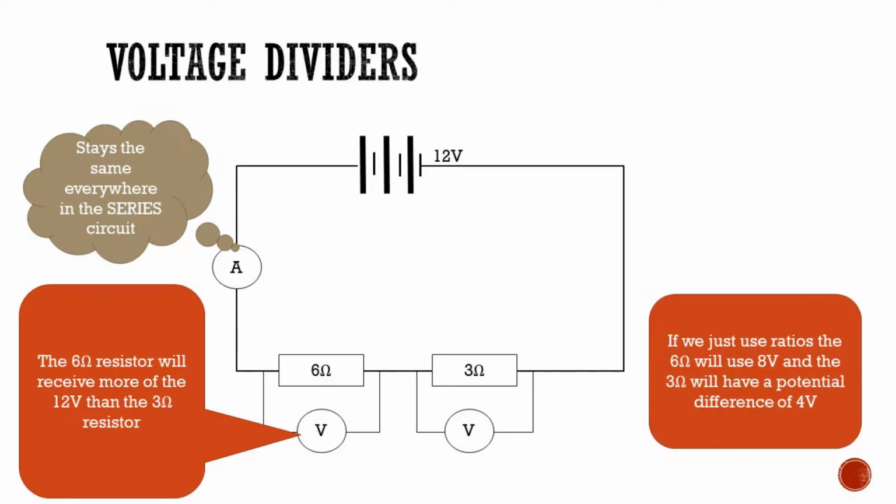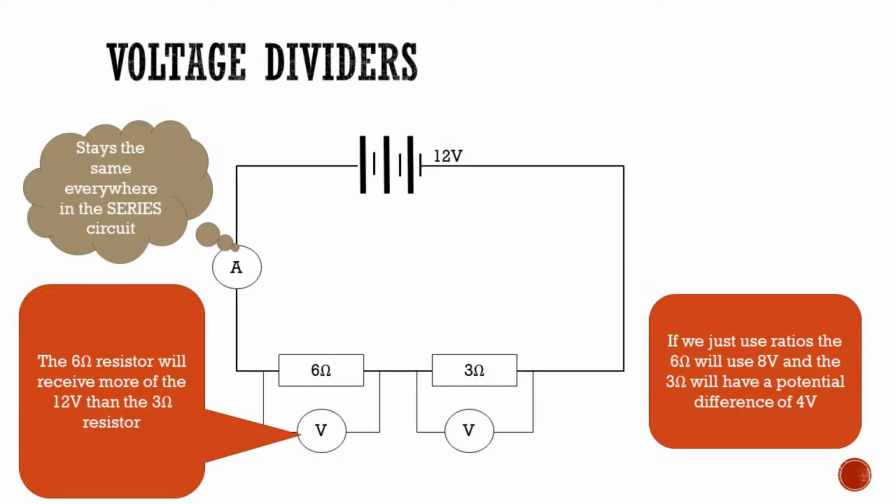However, if we look at this circuit where the one resistor is 6 ohms, the other resistor is 3 ohms, the 6 ohm resistor will receive more of the 12 volts than the 3 ohm resistor. If we just use straightforward mathematical ratios, the 6 ohm resistor will receive 8 volts, whereas the 3 ohm resistor will only receive 4 volts.